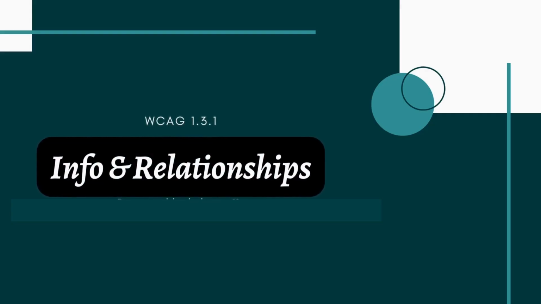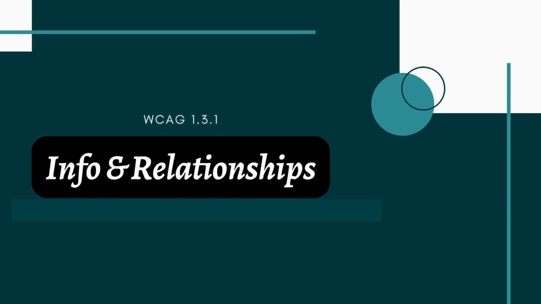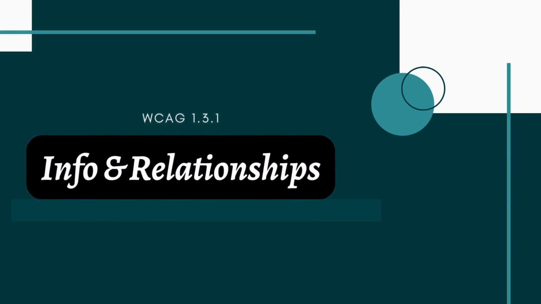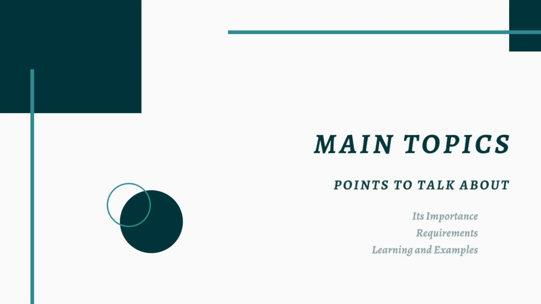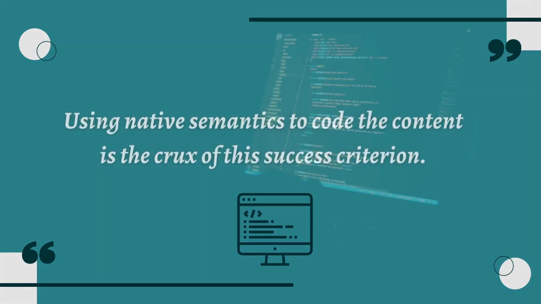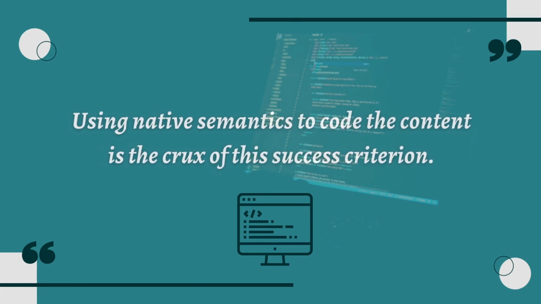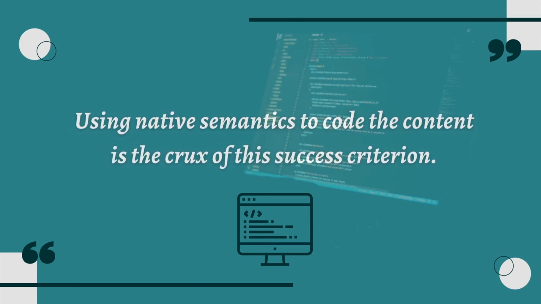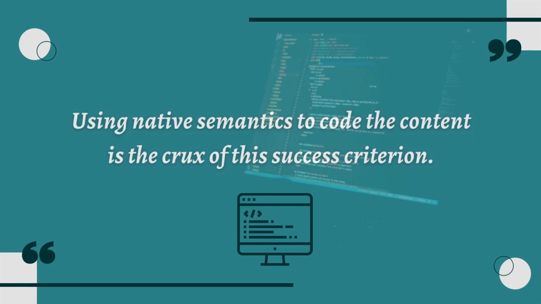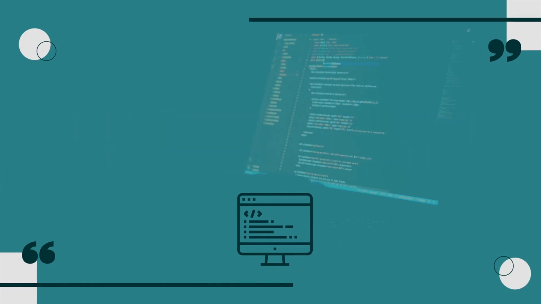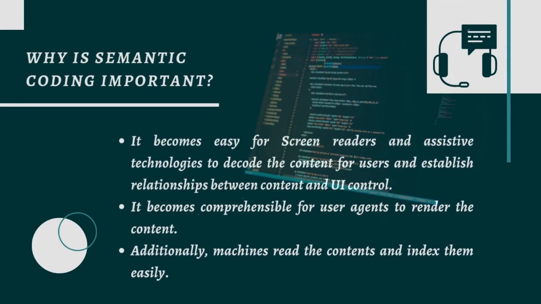Hello everyone. Today we're going to talk about information and relationships. We're also going to talk about its importance, requirements, learnings and examples. Now, let's understand why using native semantics to code the content is the crux of the success criterion. Why is semantic coding important?